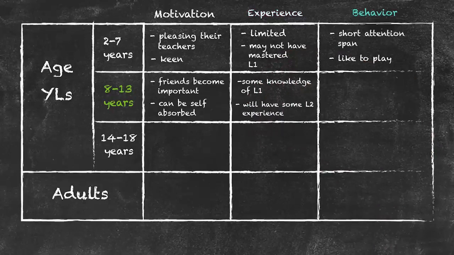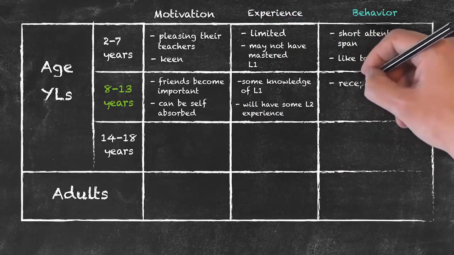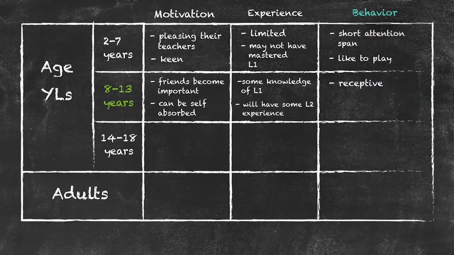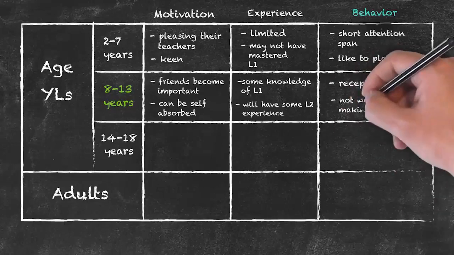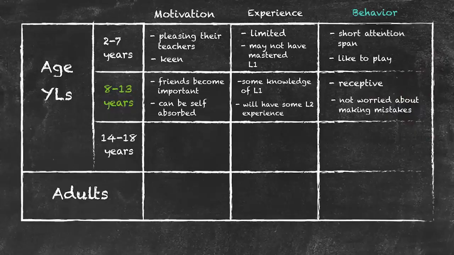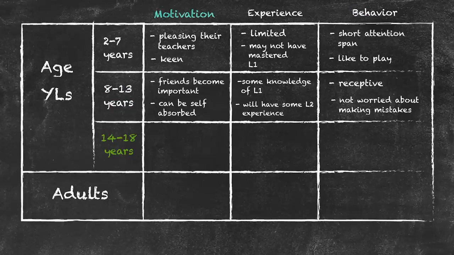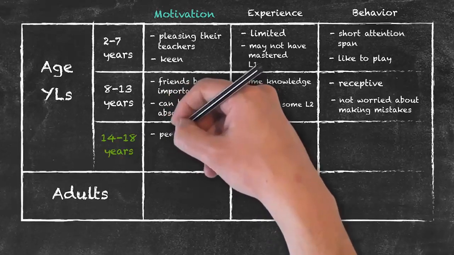What sort of behaviours do they have? Well, between the ages of 13, in general, they tend to be receptive to their teaching. They tend to be a little less worried about making mistakes in their language learning at this age. Moving on to the 14 to 18-year-olds, so the adolescents, their motivating factors tend to move away from themselves and more to their peers. So peer pressure tends to become a bit of an issue.